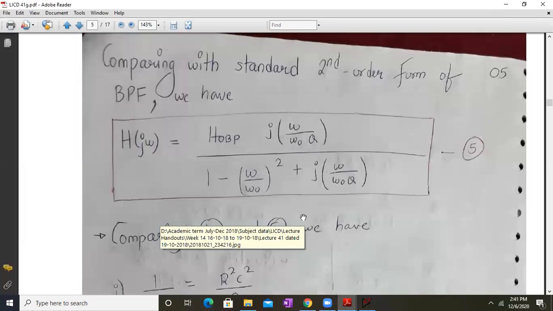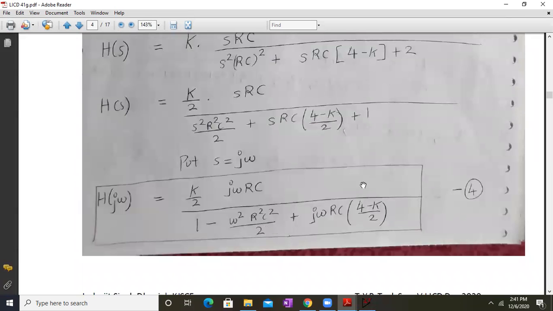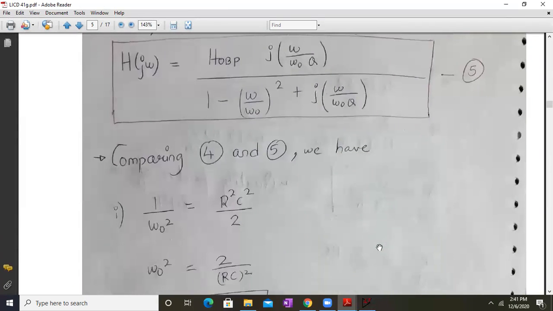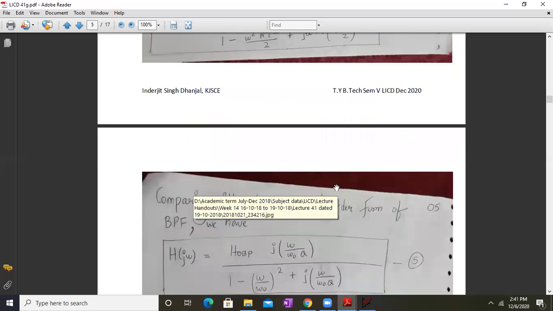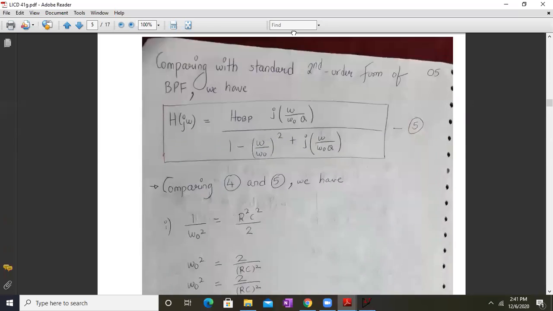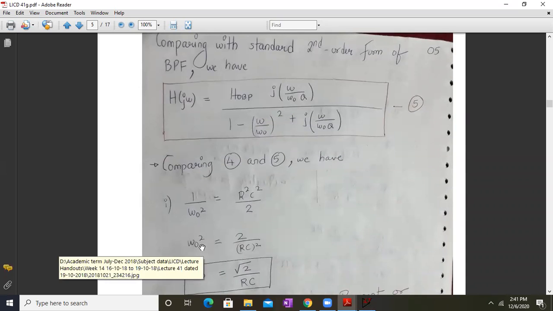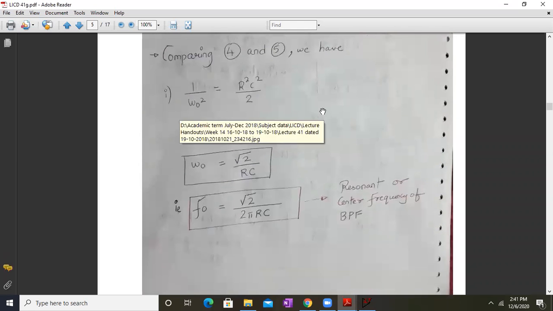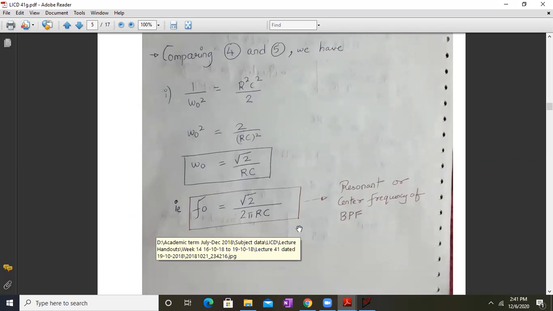Hence we compare this equation number 4 with equation number 5, and we can get these terms. Over here 1 upon omega naught square will be given by R square C square by 2. So omega naught square will be 2 upon R square C square. So omega naught will be square root of 2 divided by RC. So F naught will be square root of 2 divided by 2 pi RC. So this is the resonant or the center frequency of the second order bandpass filter.